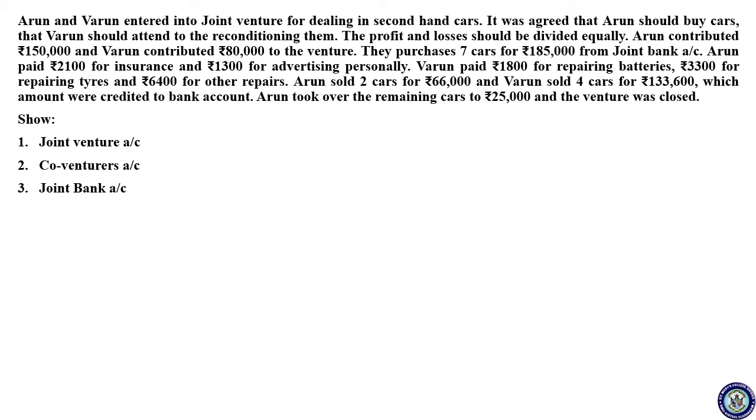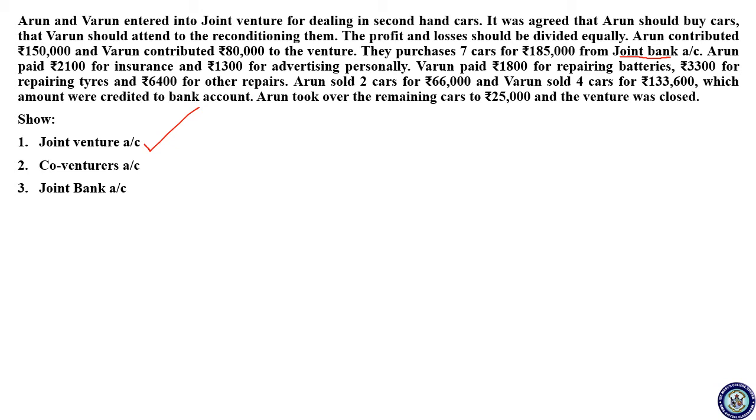Okay, next one. So they purchased 7 cars for rupees 1,85,000 from the joint bank account. It is not an individual person purchasing from his pocket, but they are purchasing from the joint venture's account. So the car is to be recorded in the joint venture, because to start the business you need material.